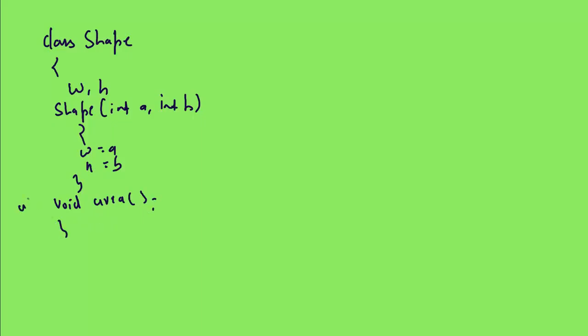I will make this abstract itself. The basic idea of abstract is what? Abstract means something which is unclear to us. I know there is an area, but I don't know what the area of a shape is, which is unclear. So the whole class becomes abstract.